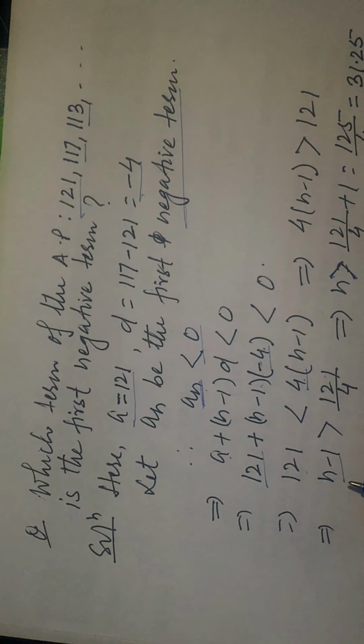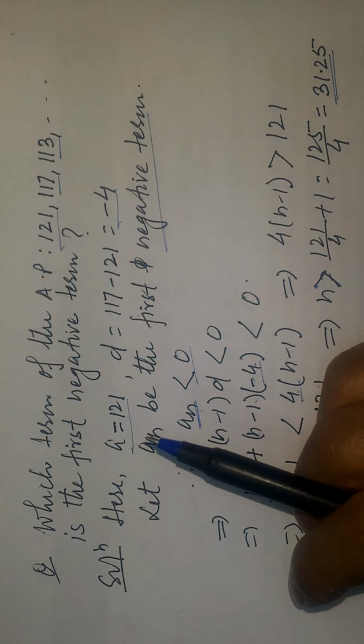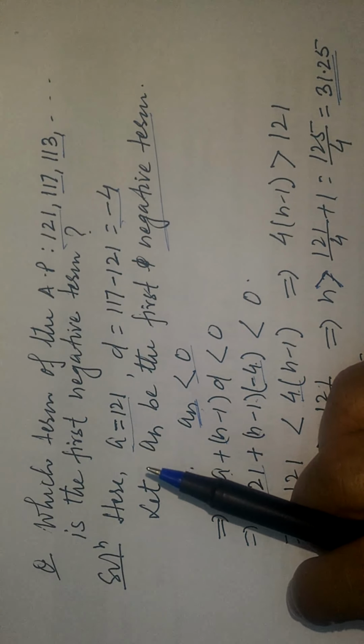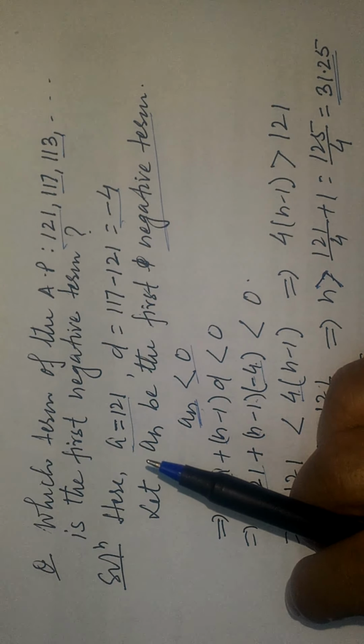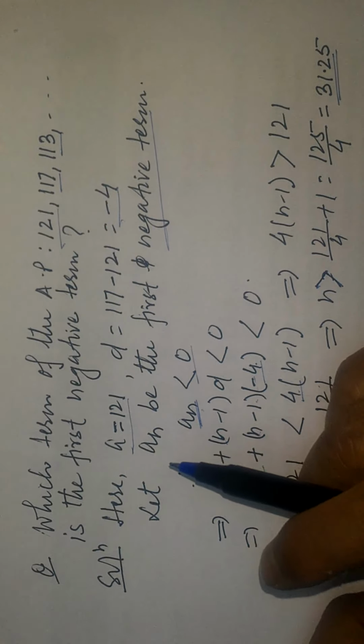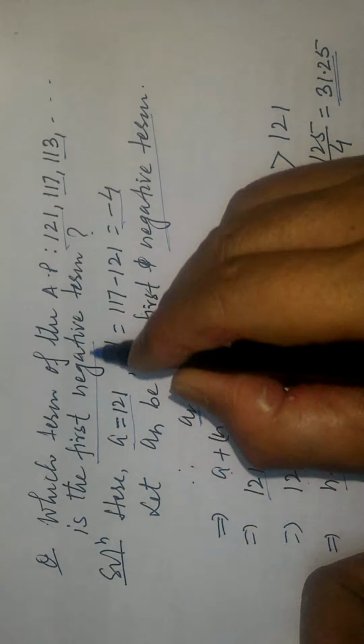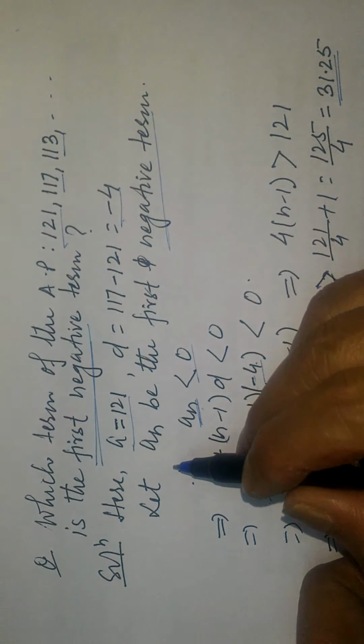Now the next type of question. If the terms are in decreasing order and starting from positive numbers, so you will find some terms in the negative. Means if you go on increasing, you will have the negative terms as well. So here the question is, which term of this AP is the first negative term? We need to find out.